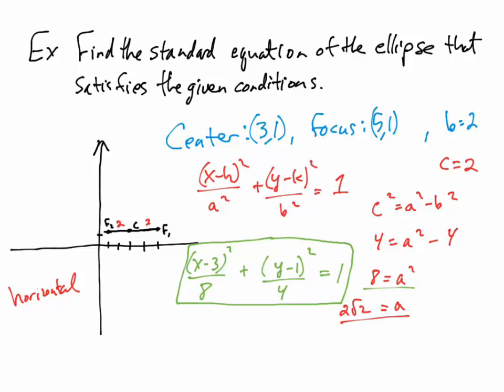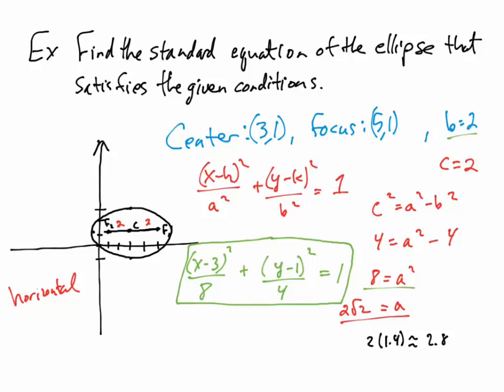But let's go ahead and actually finish graphing this. So the b value is 2, so that tells us we're going to go down 2 units from the center to get the endpoints on the minor axis. And then the a value is 2 square root of 2. So 2 times square root of 2, well, square root of 2 is about 1.4. So if I multiply that, that's about 2.8. So what I'm going to do is go about 2.8 in each direction from the center. And then I can come up with the ellipse.